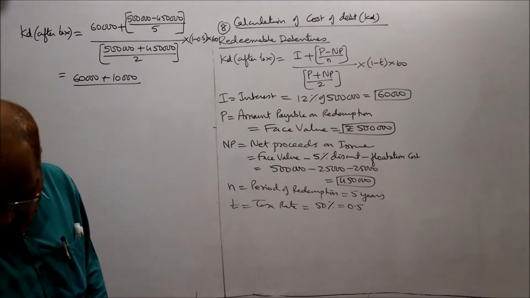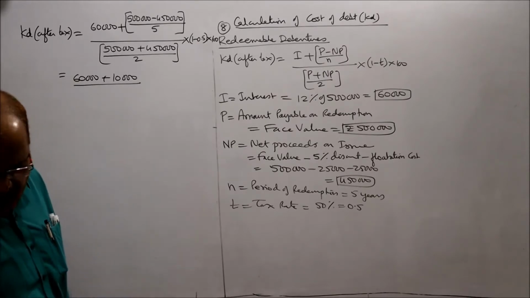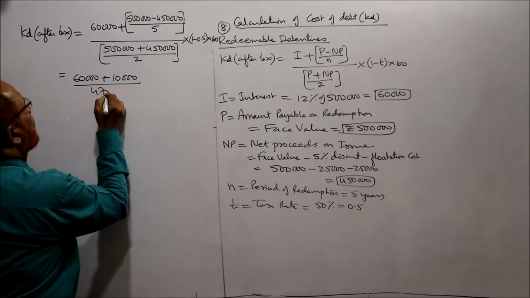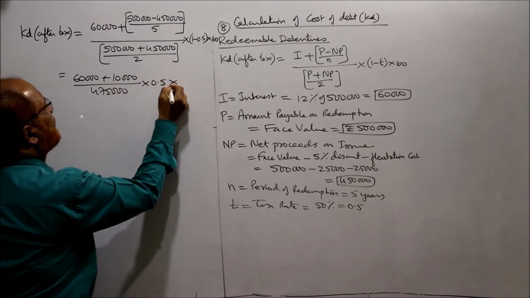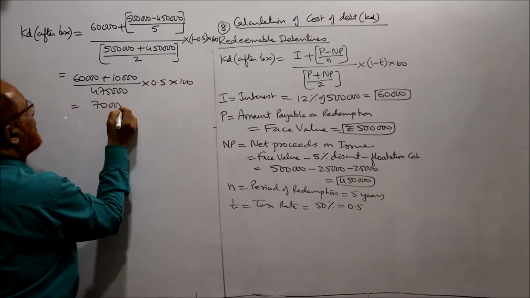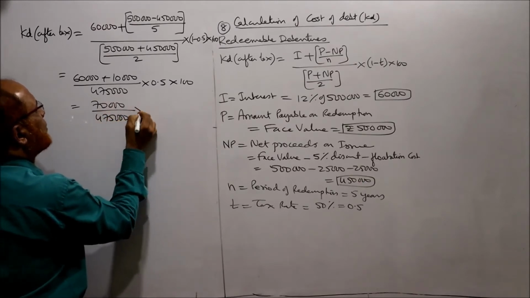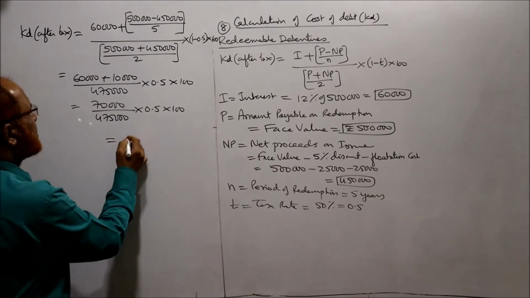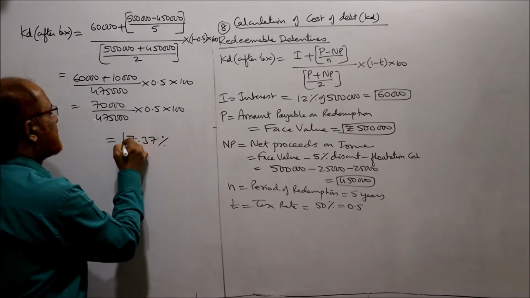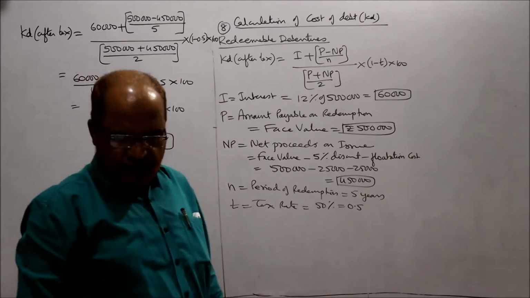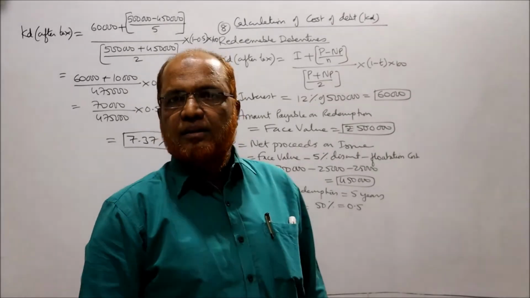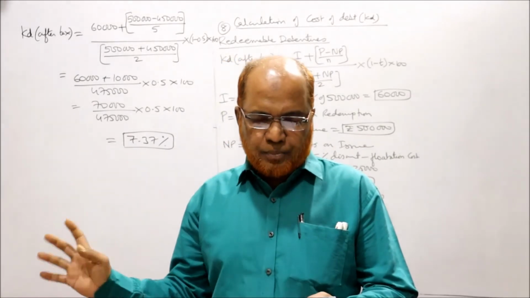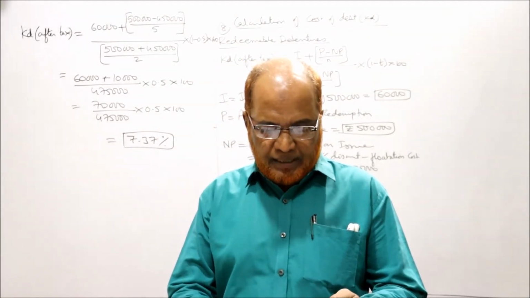It is 4,75,000. So 70,000 divided by 4,75,000 into 0.5 into 100. It comes to 7.37%. That's it. 7.37%, this is the KD after tax. This is the first problem where we have applied redeemable debt.